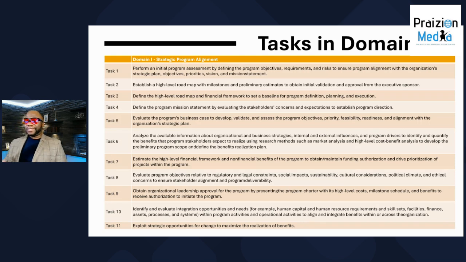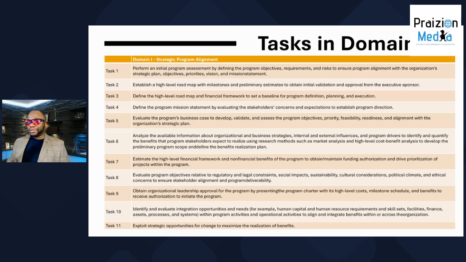Number 10, identify and evaluate integration opportunities and needs. For example, human capital and human resource requirements and skill sets, facilities, finance, assets, processes, and systems. It all has to be integrated.